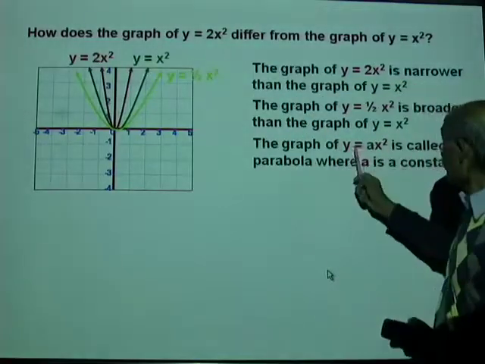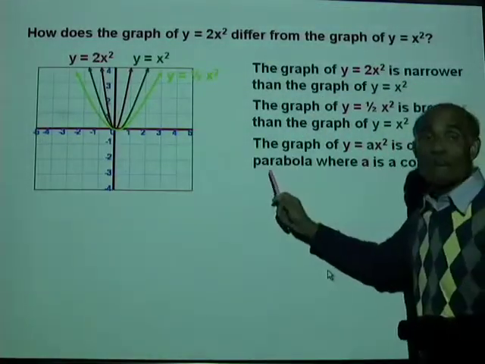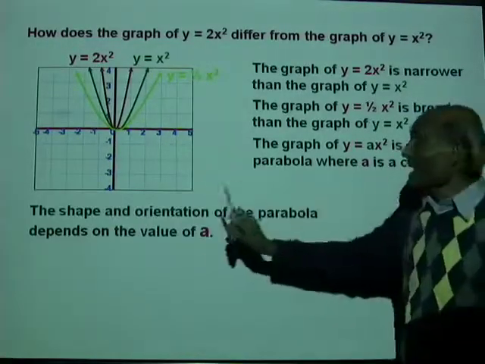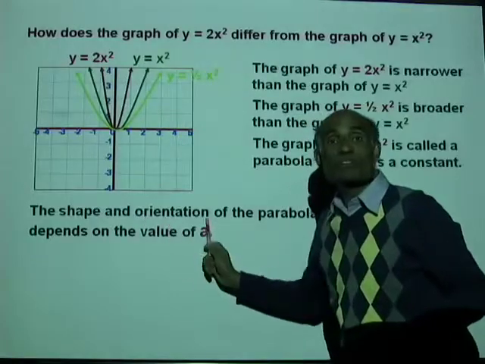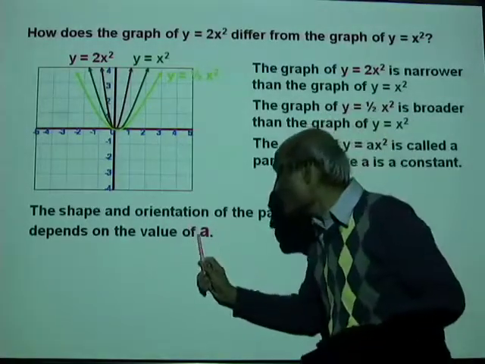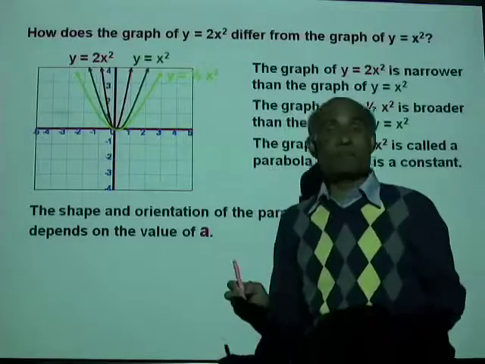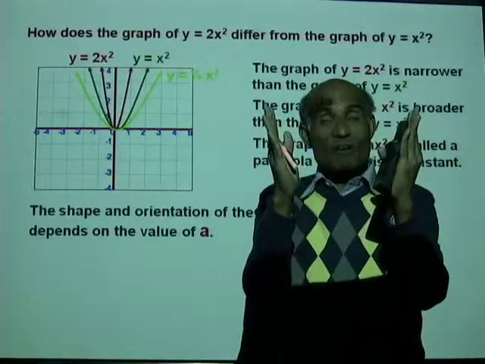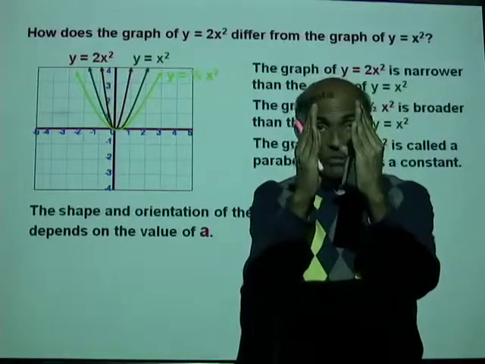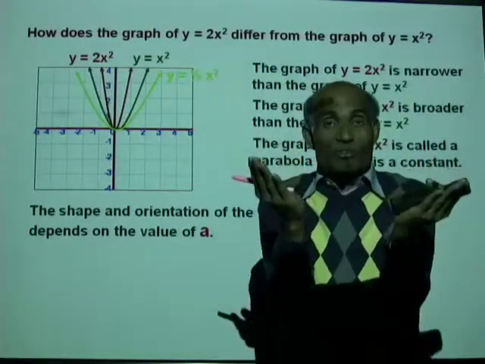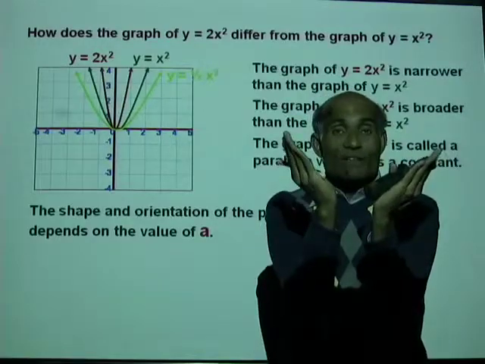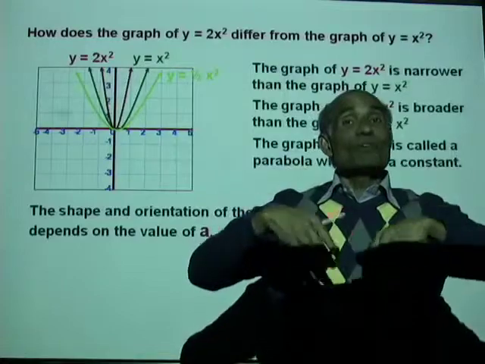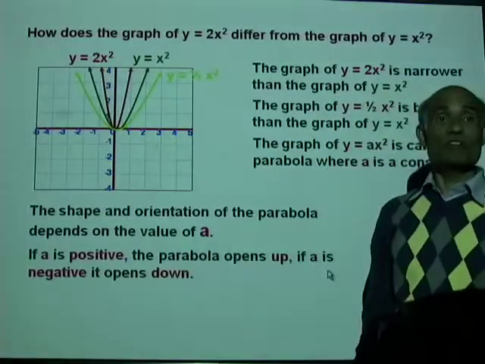So y equal to ax squared, the graph is called a parabola, where a is a constant and the shape and orientation of the parabola depends on the value of a. For larger positive values, the graph will go narrower. For smaller values, the graph will go broader. And for negative values of a, the graph will invert, will reflect on the x-axis, and so on.